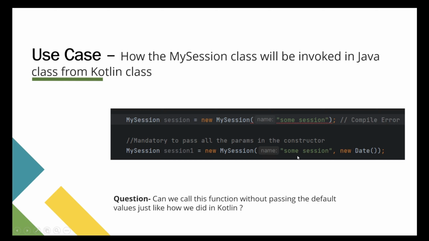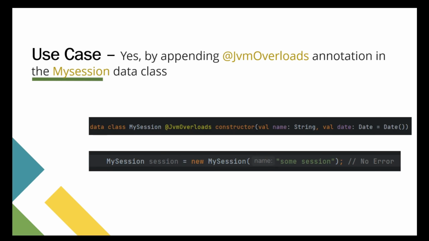But the question that arises here is, is it possible that we pass only one value which is actually required and we don't pass the default values just like we did in Kotlin? I think the answer is yes. But how? This can happen with the help of the @JvmOverloads annotation.